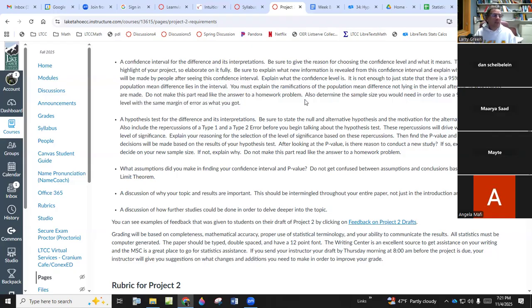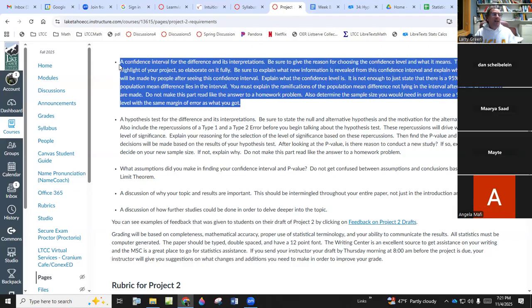Just to let you know, this confidence interval is a main part of the project. It's not a paragraph. It's usually pages.